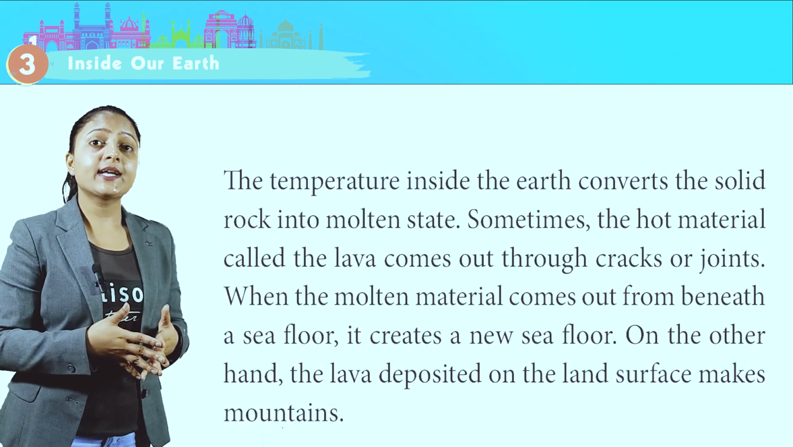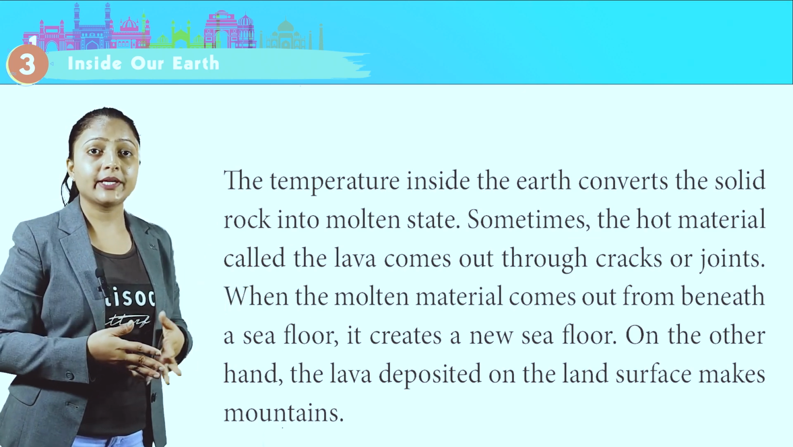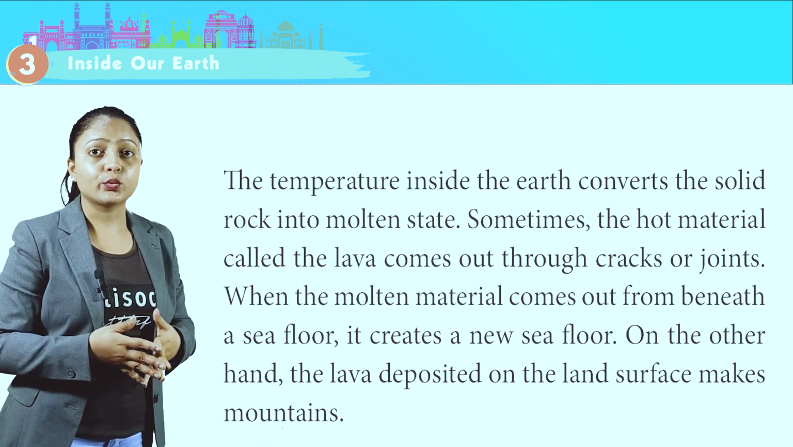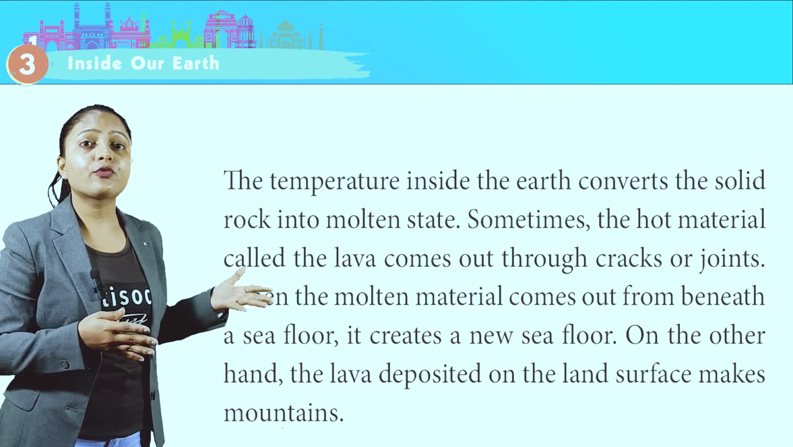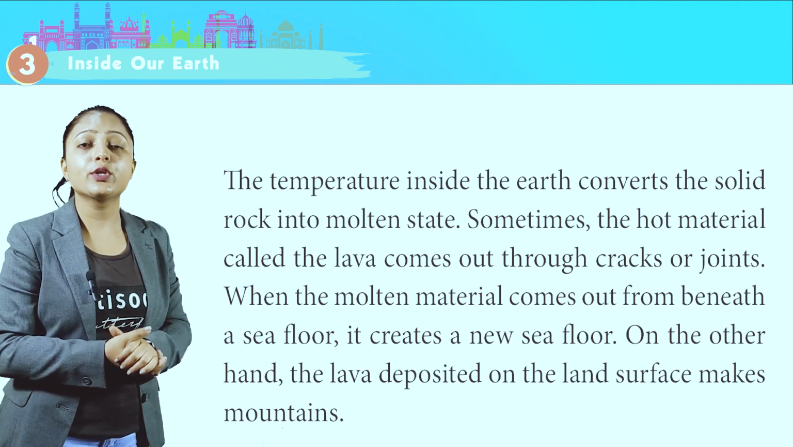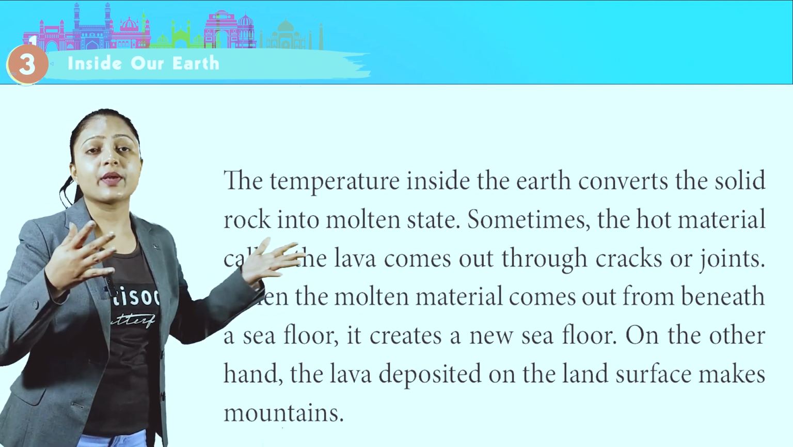The temperature inside the Earth converts the solid rock into a molten state. Sometimes the hot material called lava comes out through cracks or joints. When the molten material comes out from beneath a seafloor, it creates a new seafloor. On the other hand, the lava deposited on the land surface makes mountains.